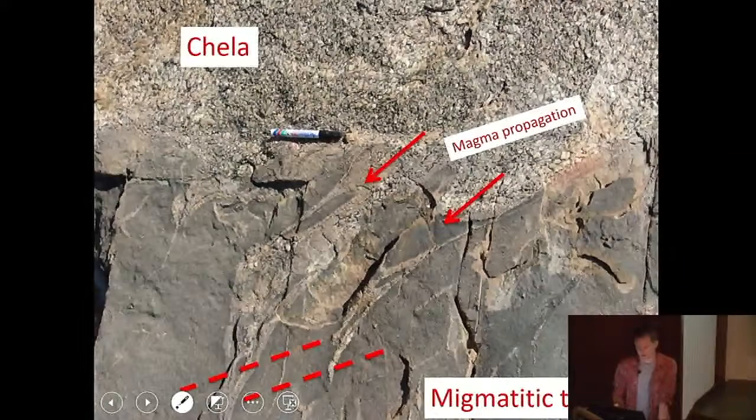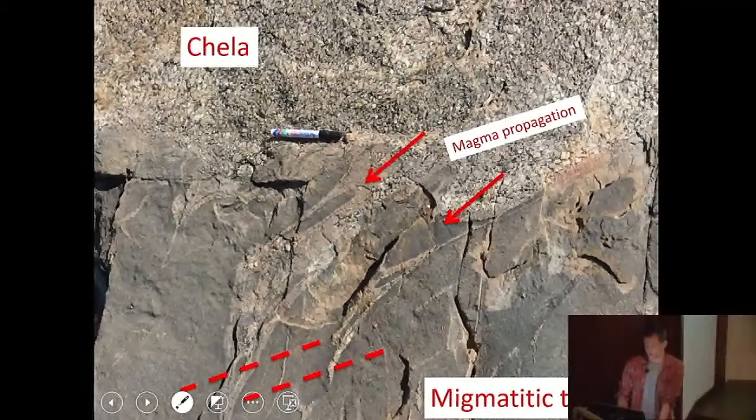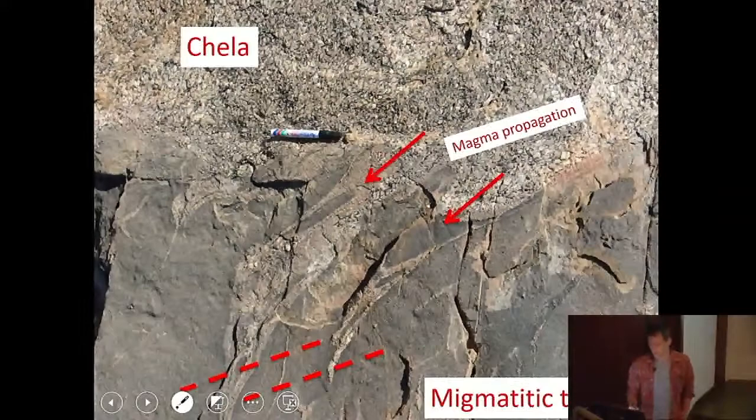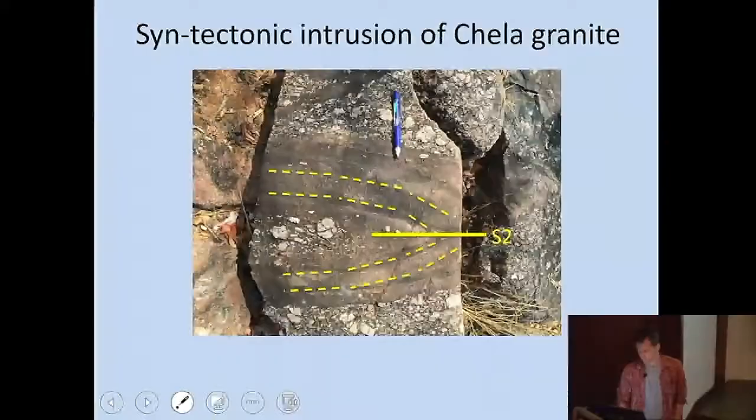So this is the contact, this is the Chela granite up here, megacrystic Chela granite. This is that migmatitic tonalite. And at the margin of this xenolith, you can see how the magma has propagated into the foliation, the weaknesses in this xenolith. This xenolith preserves stromatic layering in this orientation, and you can see how this Chela granite is propagating along these weaknesses, roughly parallel or sub-parallel to the weaknesses in this xenolith. Kind of illustrates a small-scale conception of how this intrusive process works.